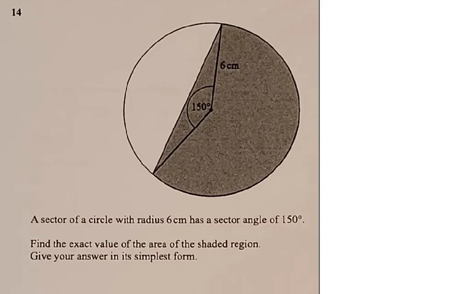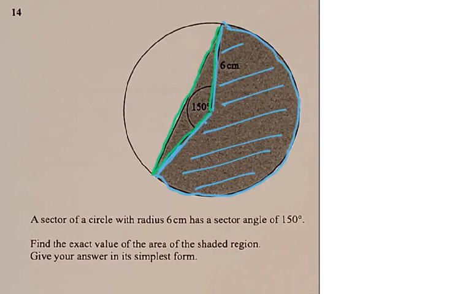This is a tricky non-calculated question. We've basically got an area of a triangle and an area of a sector, the shaded areas. You have to find them and add them together. I tried to outline the triangle in green and the required sector in blue. So let's work on the triangle first.